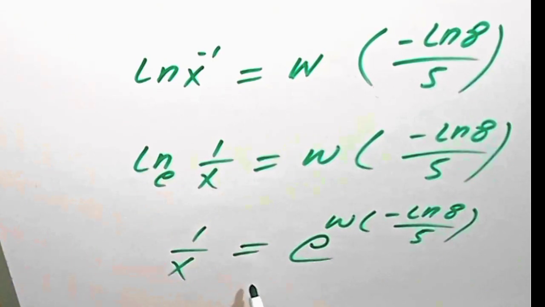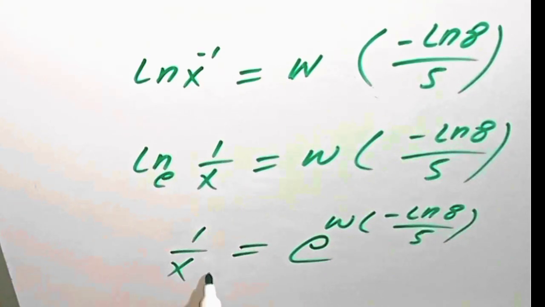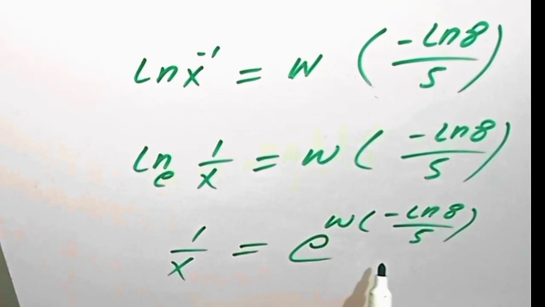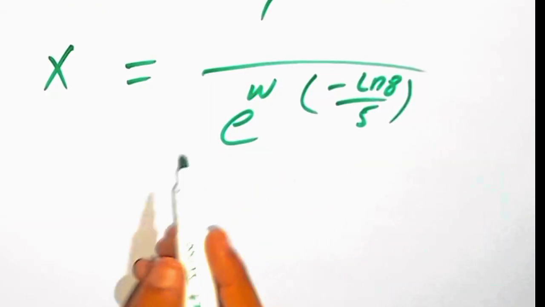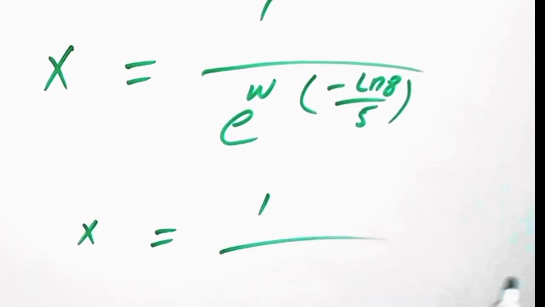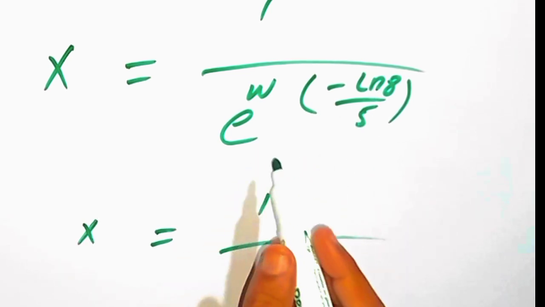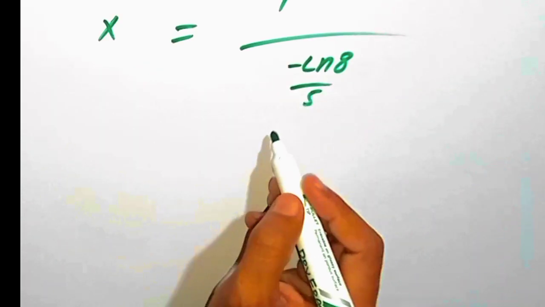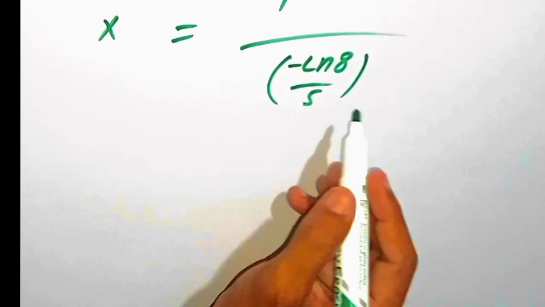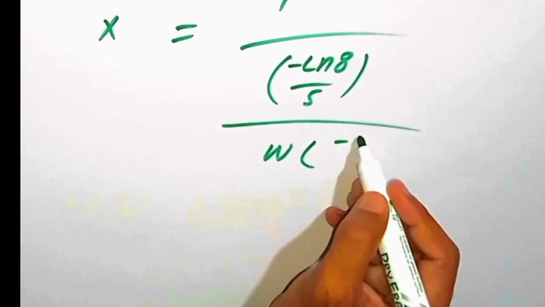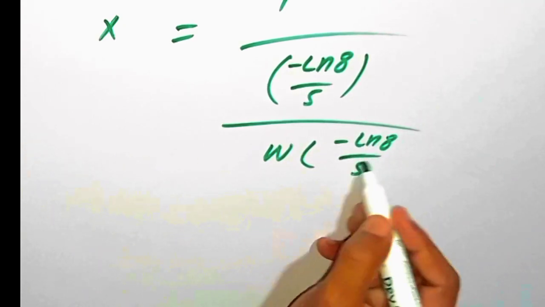Now in the next step, we write this 1 by x as x, so in the formula of e to the whole power, our equation becomes x is equal to 1 by, applying the formula of exponential, minus ln 8 divided by 5, and the W function remains, so W of minus ln 8 divided by 5.